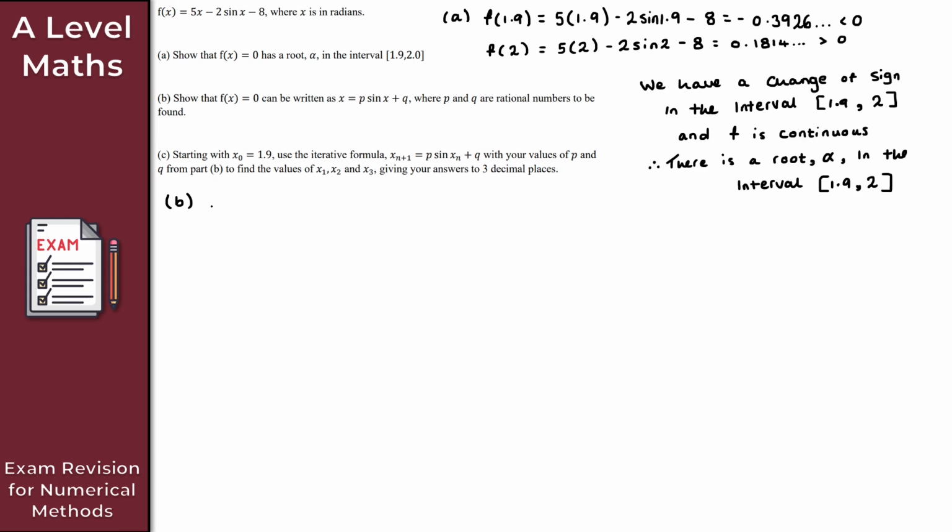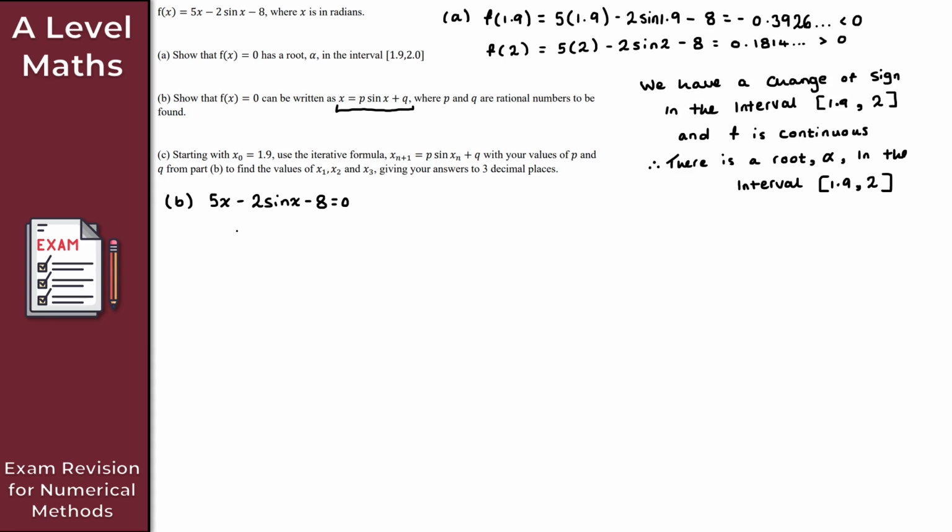If we set this equal to 0, we have 5x minus 2 sine x minus 8 is equal to 0. So that's f of x equals 0. All we need to do then is just rearrange it into this form here. So basically, all we need to do then is just make x the subject here.